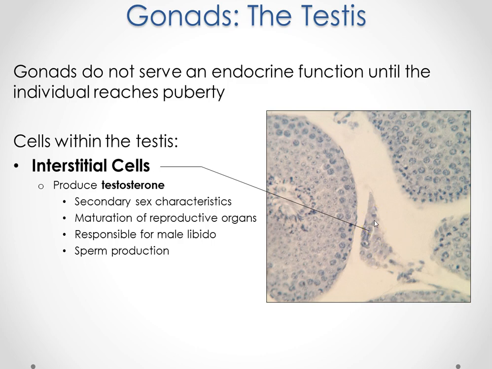Interstitial cells do not have anything to do with the sperm. All they are doing is producing the hormone testosterone. Testosterone is going to play into the sex characteristics, the secondary sex characteristics, the maturation of the reproductive organs. It's going to be responsible for the male libido or the male sex drive. And then it's also going to deal with sperm production and how many sperm are produced.